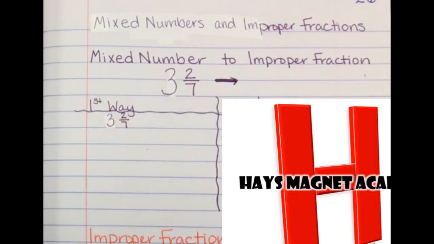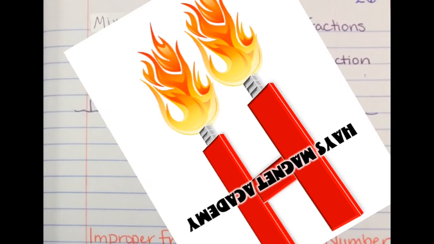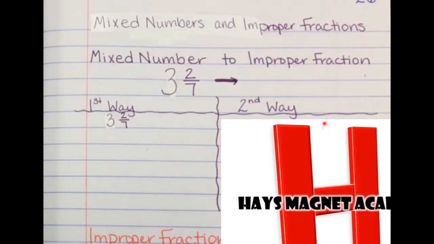Okay, we're going to look at the first way. We're going to make a little 2-column notes. Just mini 2-column notes. Over here on the other side will be where we list the second way. So over here you're going to write 3 2/7.